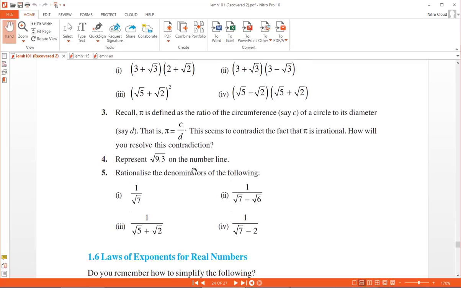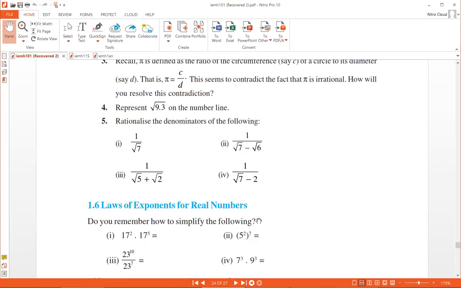Now represent this on a number line. So you could simply use the method that I told you. Draw x, then another, take one more, and then draw an arc using the midpoint. So you should be able to do that. Rationalize. So you will multiply this by root 7 upon root 7. You will multiply this by root 7 plus root 6 on both the numerator and denominator. Here the conjugate would be root 5 minus root. Here the conjugate would be root 7 plus 2. So this solves your exercise here.